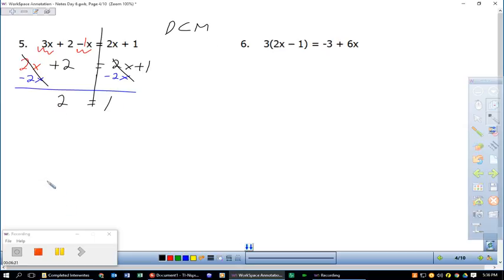Again, is this a true or false statement? If it's a true statement, then our answer is all real numbers. If it's a false statement, it's not true, then it is no solution. In this case, 2 is never going to equal 1. So there's no way this will work out. So our answer is no solution.